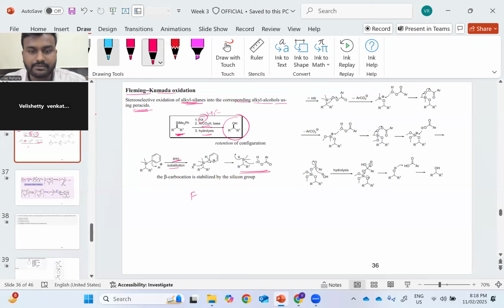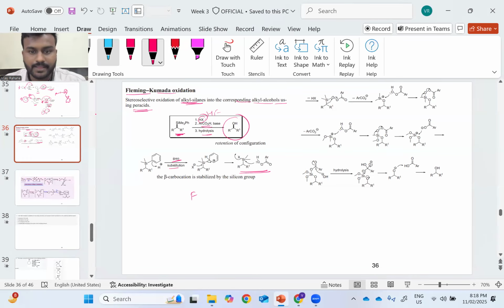like this. And when it reacts with the per acid that we have already added, the per acid attacks on the silicon, and X gets removed. It abstracts the proton, so aromatization again takes place. So it will be HX negative, right? And it forms the intermediate in this fashion.